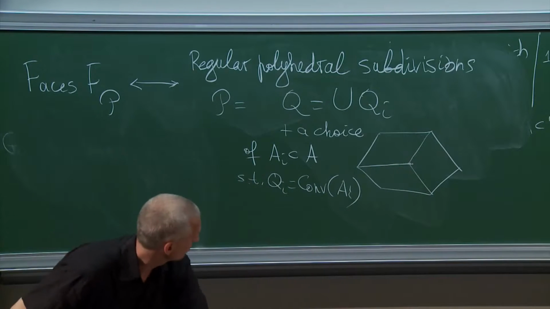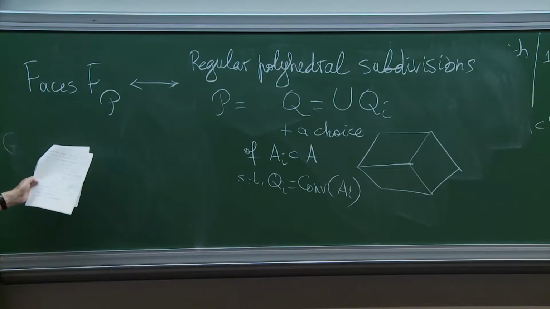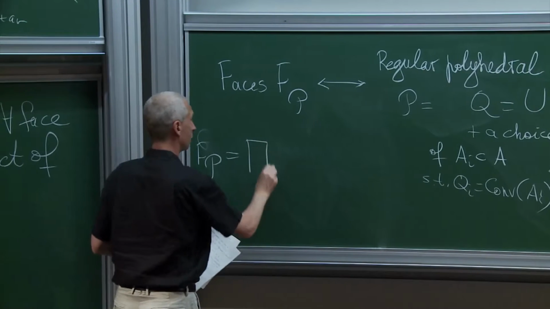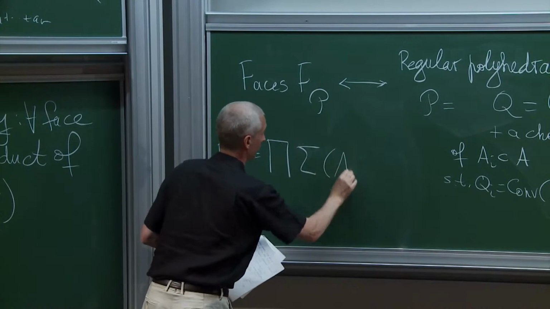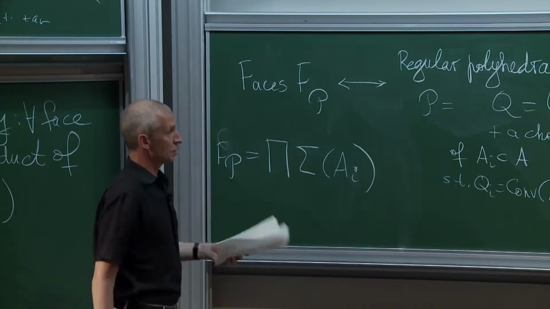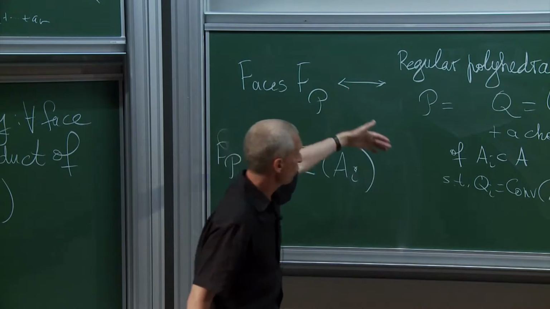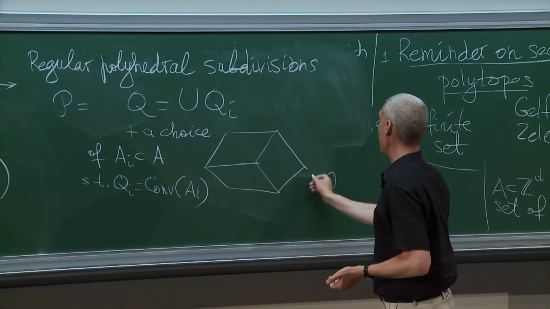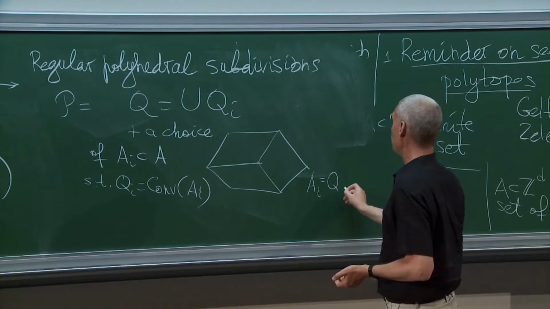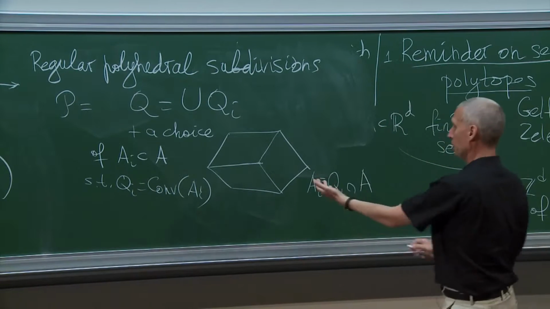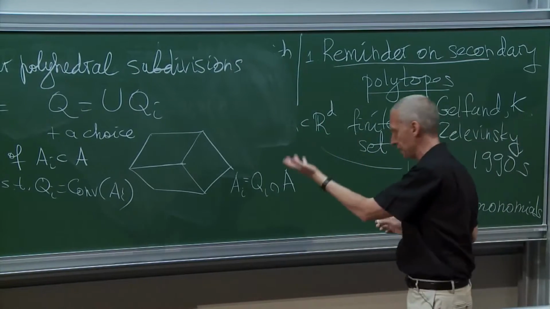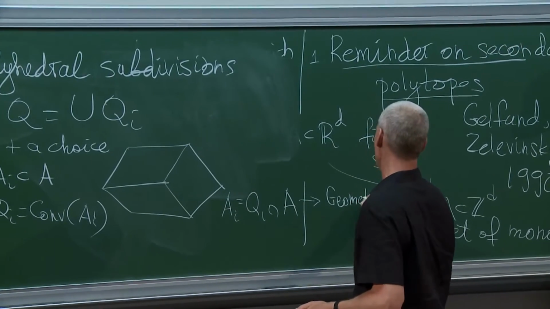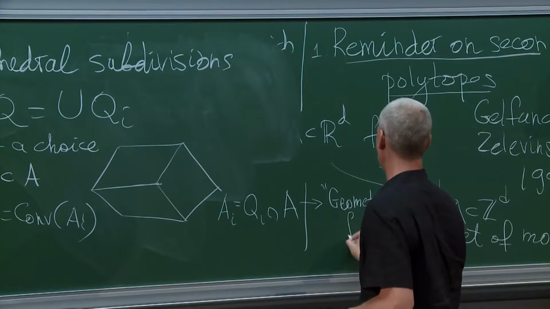So strictly speaking, there is some freedom here. And the corresponding face, Fp, is simply the product of sigma of Ai. There is a particular choice. We can, for instance, ask, why don't we put Ai to be Qi intersected with A? We can do this, but in this way, we don't get all the faces. Let's call these the geometric faces. They're also interesting, so-called geometric faces.